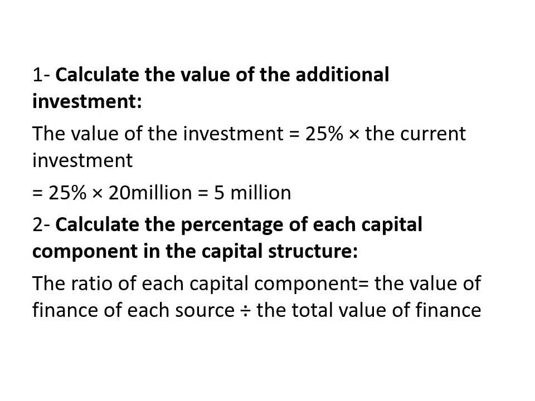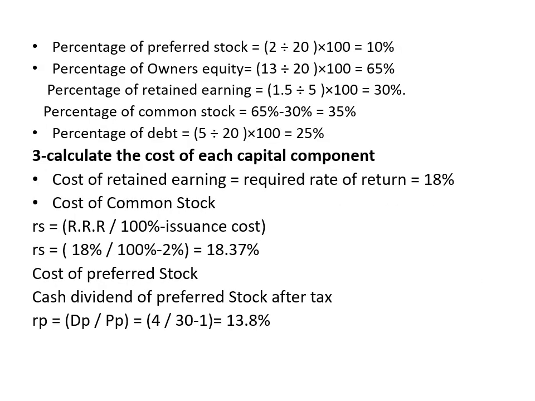Then the second step is calculating the percentage of each capital component in the capital structure. In other words, to determine the weight of each capital component. The difference between this exercise and the previous one is that he didn't give you the combination of the capital structure. You are going to calculate the percentage of each component of the capital structure, which will be equal to the value of finance of each source over the total value of finance. The percentage of preferred stock, if you look in the balance sheet, will be 2 million over the total, which is 20, which means it represents 10%.